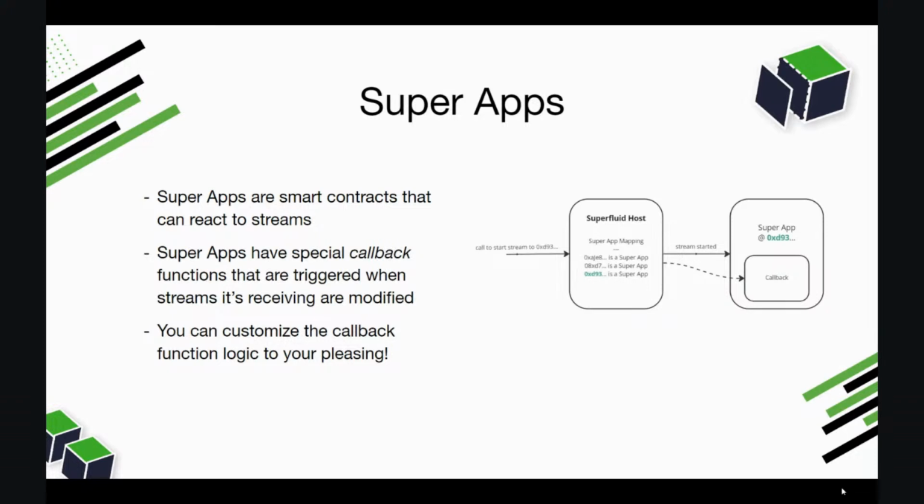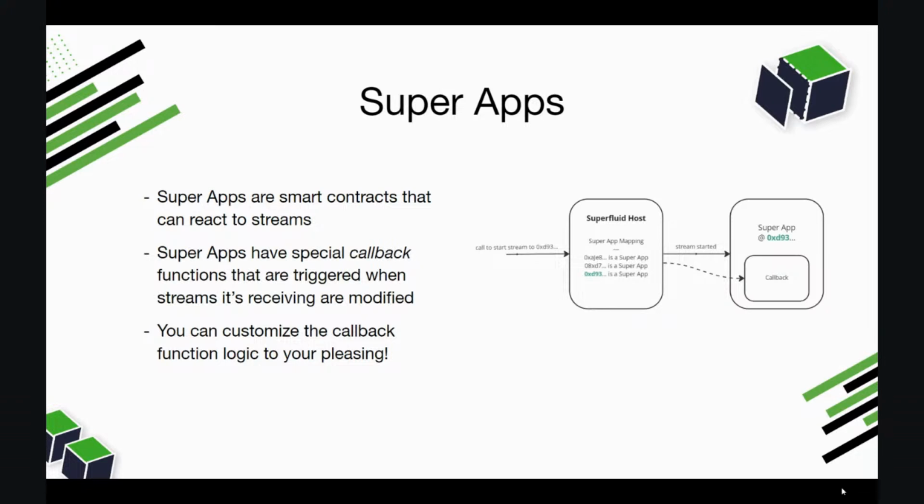So ERC 777 and ERC 721 define on received hooks, such that when you transfer tokens to a certain smart contract, you can define an on tokens received hook that gets triggered when tokens are sent to that smart contract. Just like that, with super apps, we have these things called callback functions that are special functions that you can write into a smart contract. And when you start streaming tokens to the smart contract, these special callbacks are triggered accordingly.